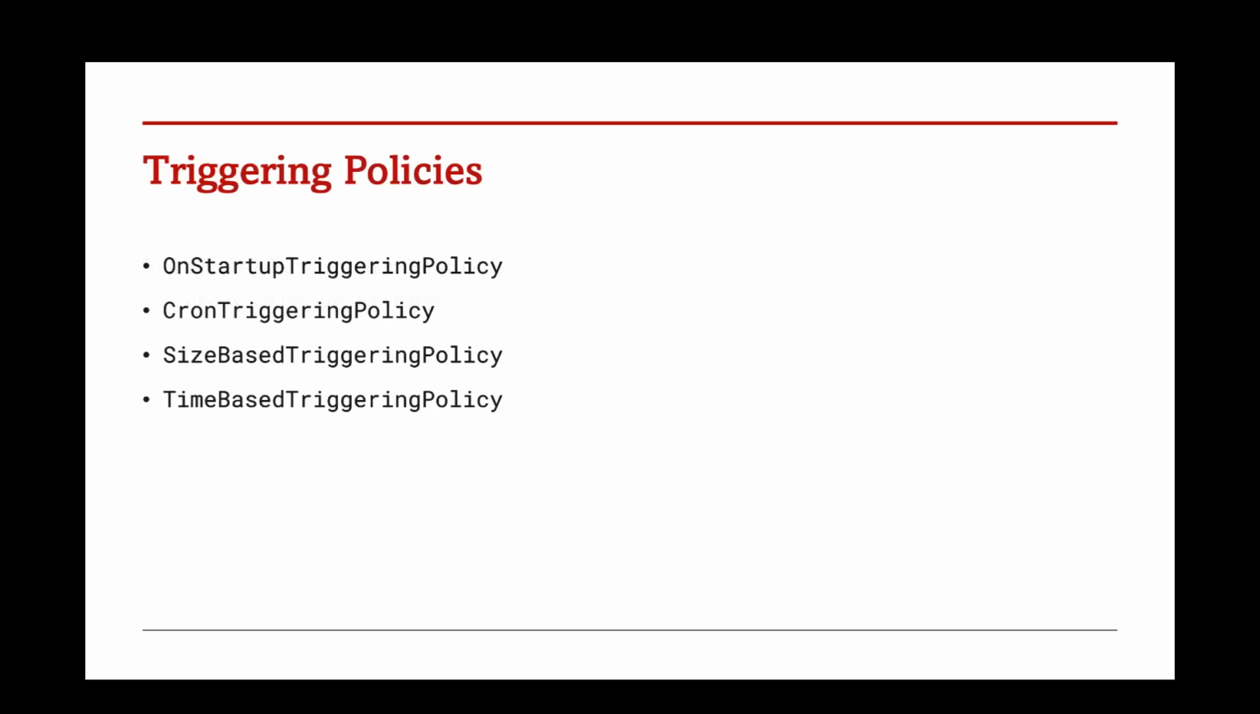There are several types of trigger policies you can use in the Rolling File Appender. Let's take a quick look at the most common ones: on startup triggering policy, cron triggering policy, size-based triggering policy, and time-based triggering policy.